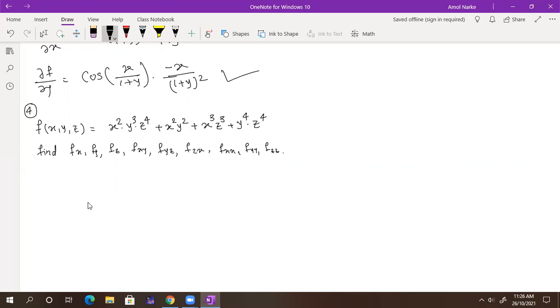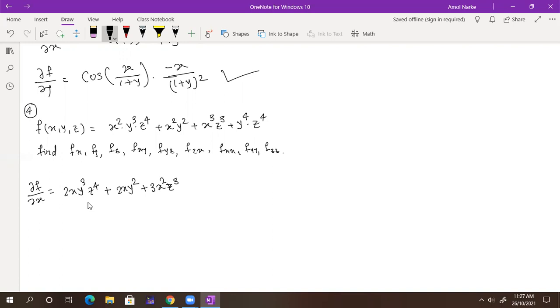So tell me, fx is nothing but the partial derivative of f with respect to x. I write down x, y starting. Tell me what it is. 2x y cube z raised to the power 4 for the first term. Plus, what about the second term? 2x y square. Very good. Plus next, 3x square z cube, and y cube is zero. That's it. How do you do that?